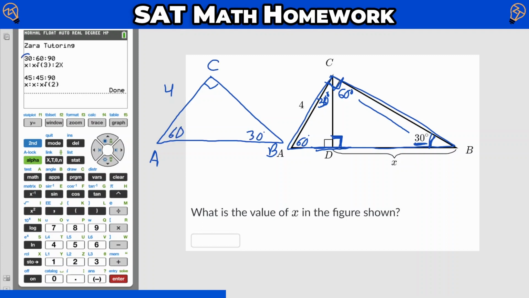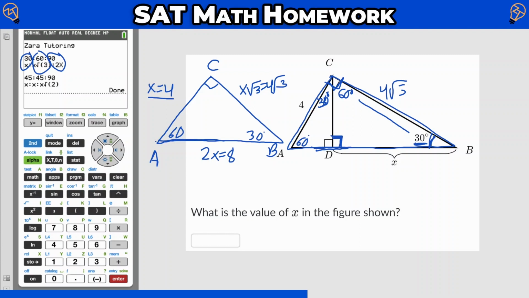And notice across from the 30, we call it x. Across from the 90, we call it 2x. And across from the 60, we call it x root 3. Well, if x is 4, that means that 2 times 4 is 8. That also means that 4 times root 3 is 4 root 3. So I'm going to go ahead and label that in the actual figure here.